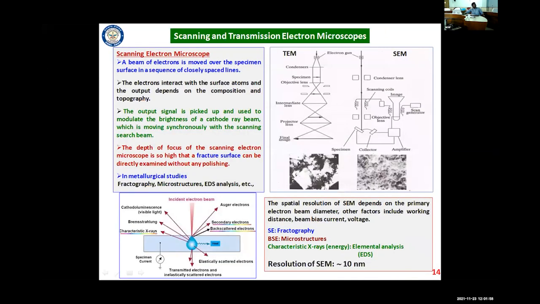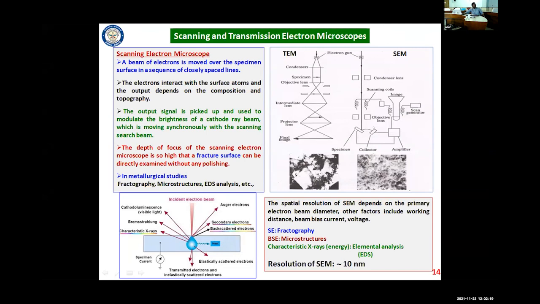Now, I'm talking about the optical microscope, whose resolution is only around 500 nanometers. And with the latest objective lenses, it can go up to 200 nanometers. But if I want to see finer details, less than 200 nanometers, then I can go to the scanning electron microscope. If further details are required, I can go to TEM.